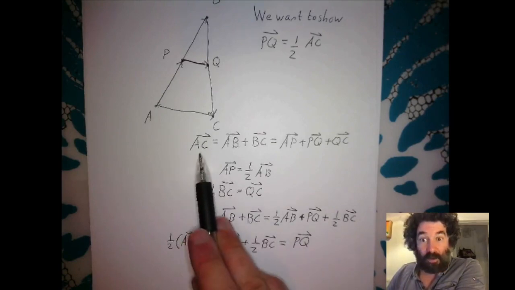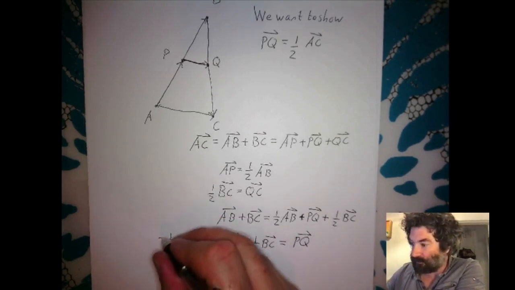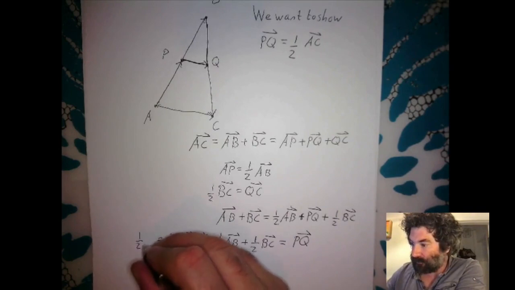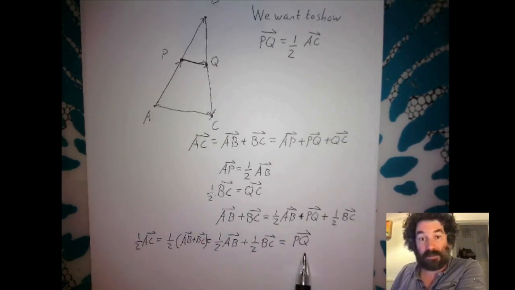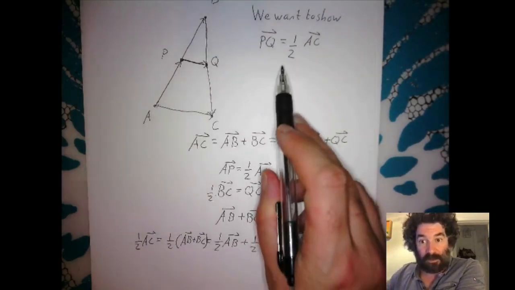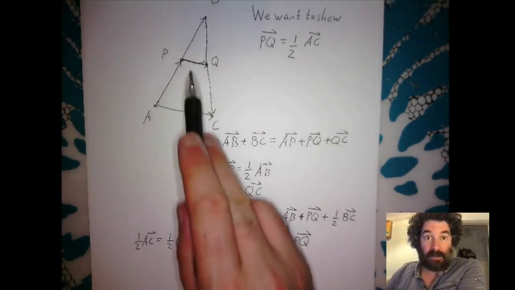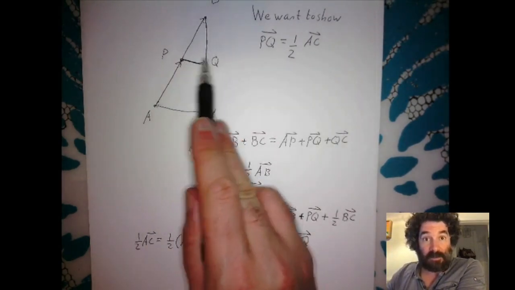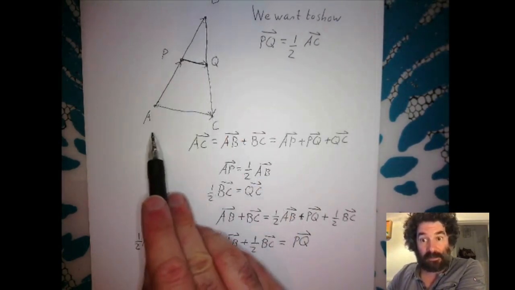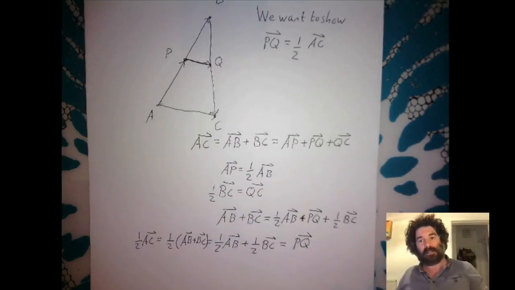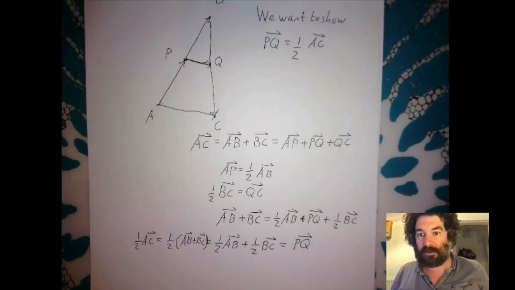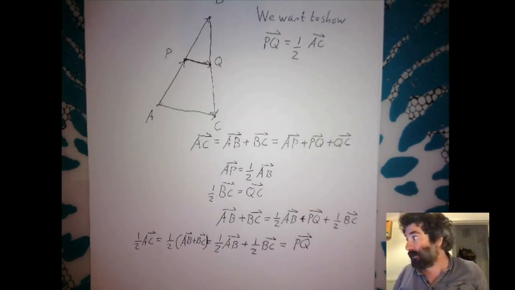Which is equal to 1/2 the vector from A to C. And so we have 1/2 the vector from A to C is equal to the vector pointing from P to Q, which is what we wanted to show, showing that the segment from P to Q is parallel to the segment from A to C and has 1/2 the length. Okay, so this example gives a feel for the geometric intuition behind vectors, vector addition, and scalar multiplication.